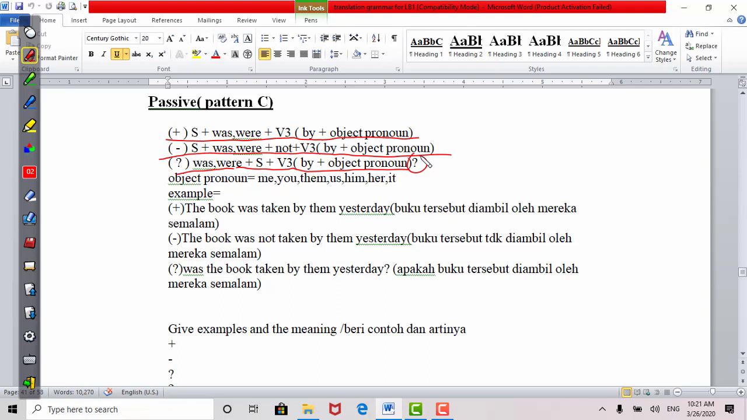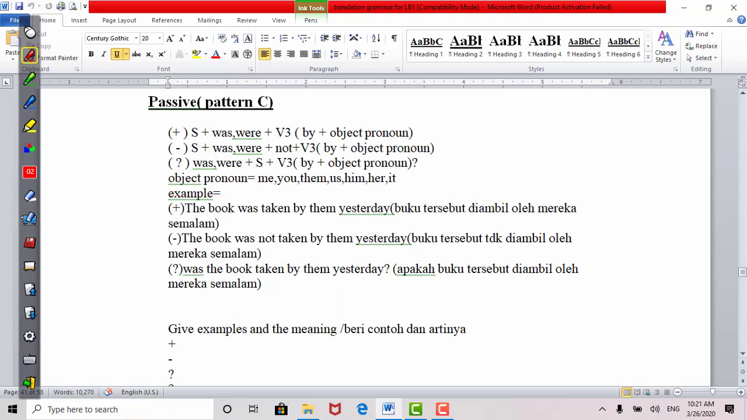This is explained about object pronouns. Object pronouns, for example, me, you, them, us, him, her, or it. That is object pronoun. It must be put last. Yeah, it must be put after by. Okay, we go to the examples here.